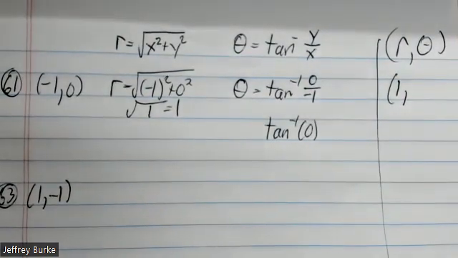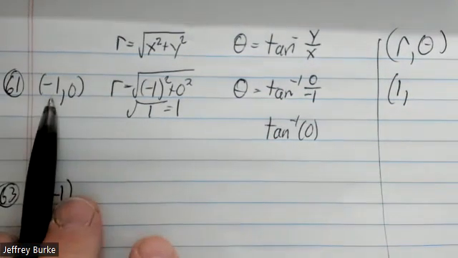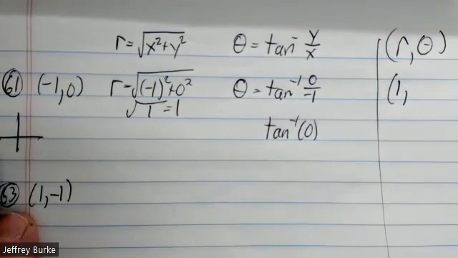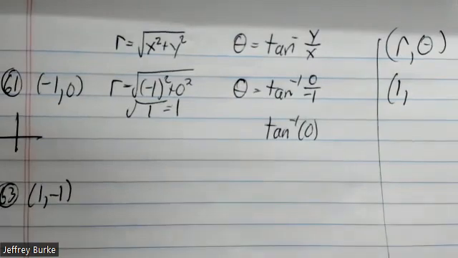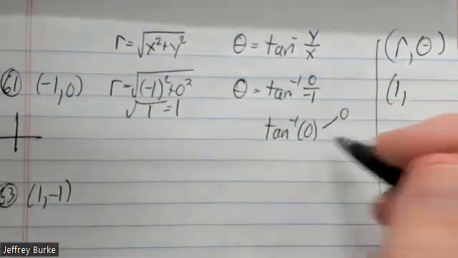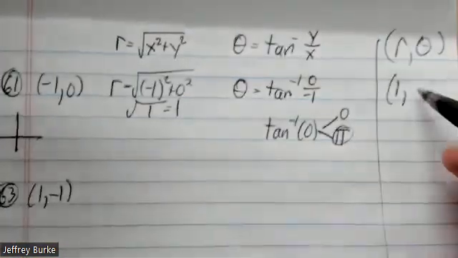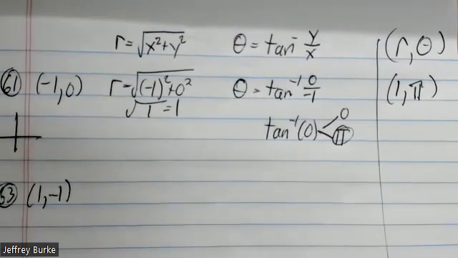Now here's the tricky part. There are two places where the tangent is 0: 0 degrees and 180 degrees, 0 and pi. But if you take a look at where -1, 0 is plotted, it's not plotted at 0 degrees, it's plotted at pi. So we have to choose between 0 or pi. Based on where this is plotted, we're going to choose pi for our answer here. So sometimes you have to look at the original point, plotted in polar, and make sense of which trig solution works. We'll see another example or two of this.